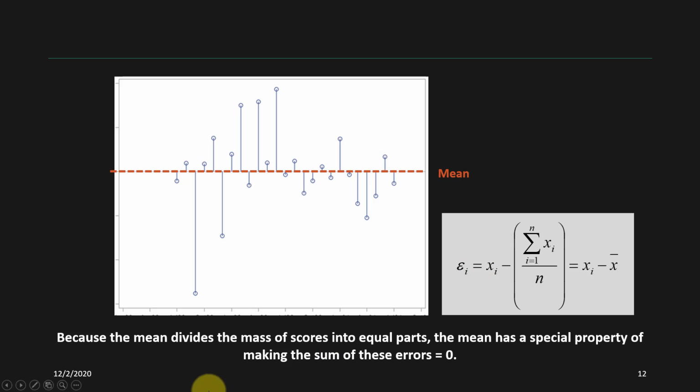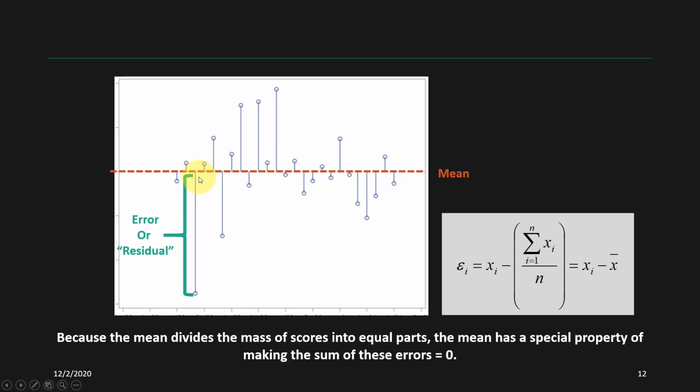Because the mean divides the mass of scores into equal parts, so half of the mass is above the mean, and half of the mass is below the mean, it has a special property of making the sum of errors equal to 0, where we can consider errors as deviations away from the mean. So if we're using this value to describe or summarize a set of numbers, how poorly it summarizes those numbers is going to be represented by these errors. For some of these observations, the mean is a good representation. For some of these observations, the mean is a bad representation.